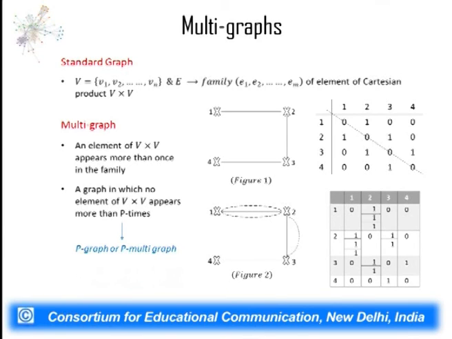Another concept that we need to know in the context of multigraphs is that if there is a multigraph in which no element of V cross V, that is the adjacency matrix, appears more than p times, then we call it a p-graph or a p-multigraph. So if somewhere you find a 3-graph or 4-graph, it means that term is in context with the multigraph only.